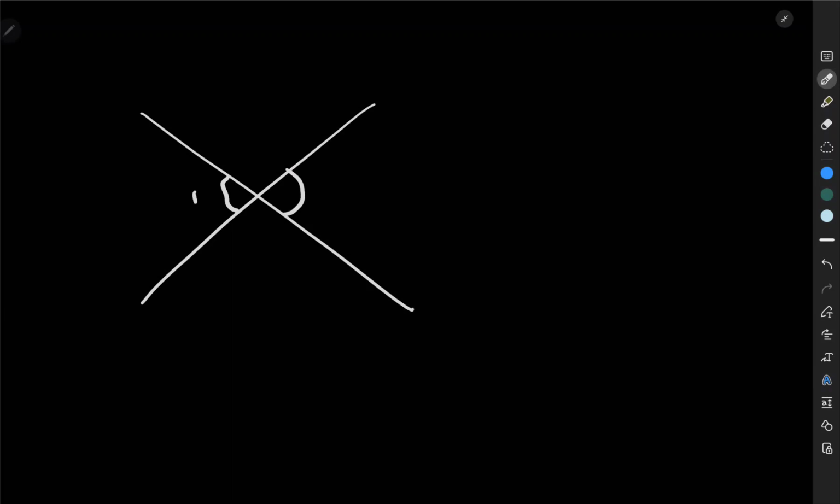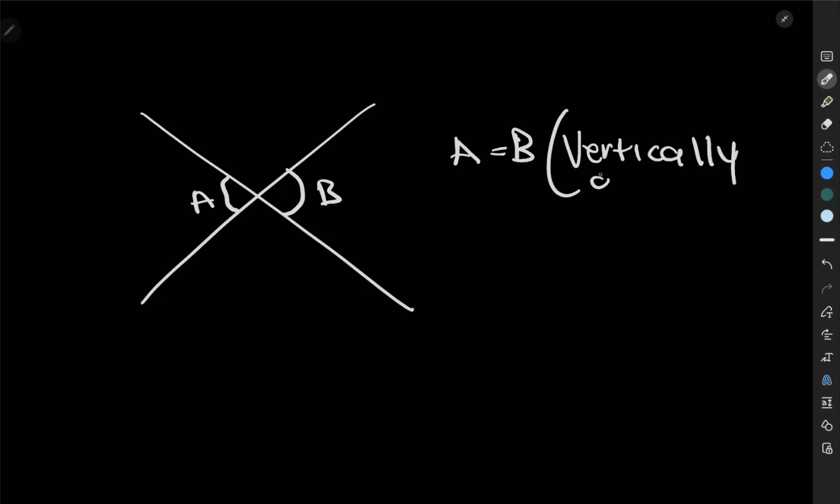It's vertically opposite angles. So in this case, we have a shape like an X, right? So what we're basically saying with this shape is that this angle right here will be equal to this angle, okay? So if you call that angle A, and that one will be angle B, so we're saying A will be equal to B, okay? Let me just write my B nicely. A will be equal to B, and your reason for that is vertically opposite angles.